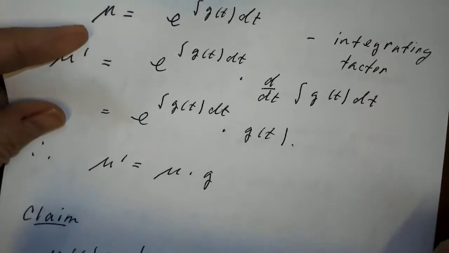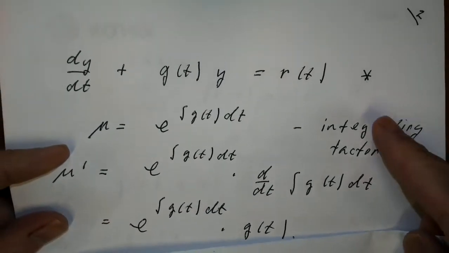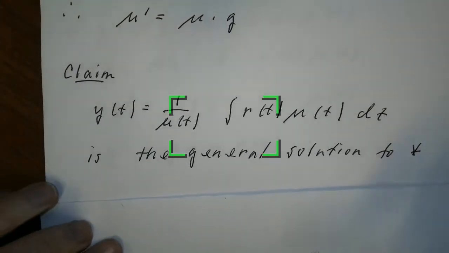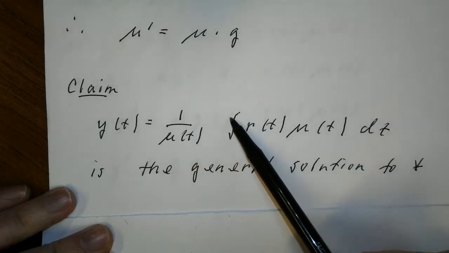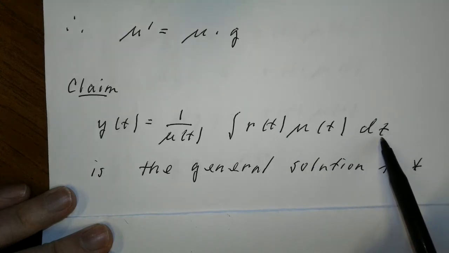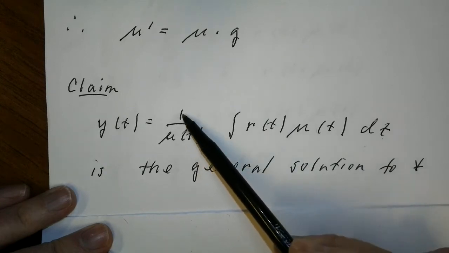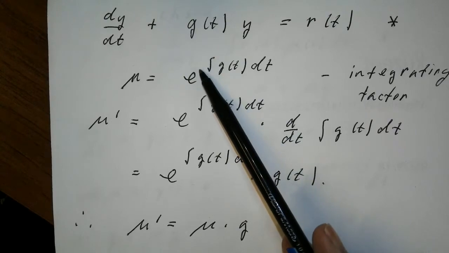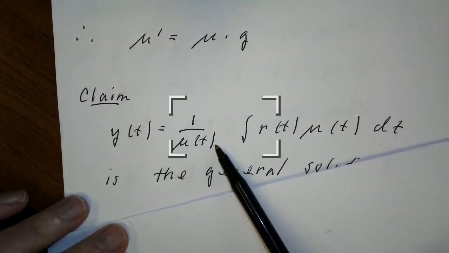So what I claim is that a solution to this differential equation is given by 1 over mu of t, this is 1 over the integrating factor, times the antiderivative of the product of r and mu, dt. So I claim that this is a solution. Now, the reason that we can divide by mu is because mu is an exponential, so it's never going to be 0. So we don't get in any trouble dividing by mu.